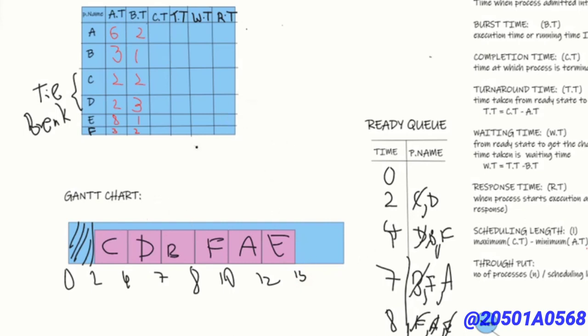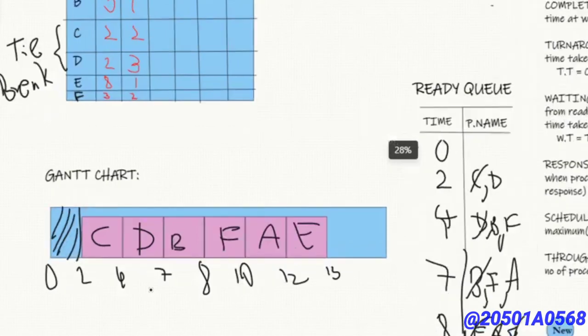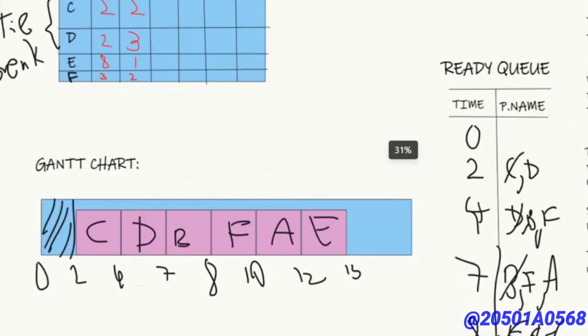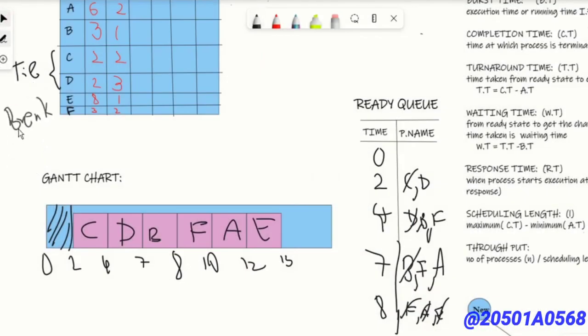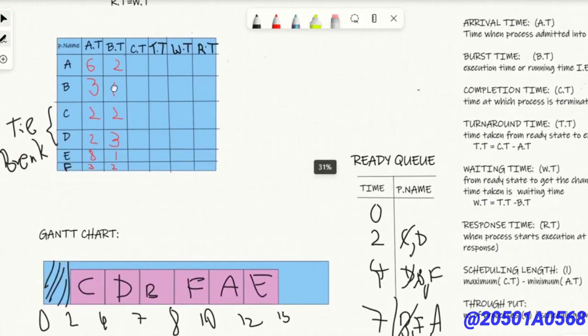And now you should calculate the average turnaround time and average waiting time. The completion times are as follows. First, the completion time of A is 12 milliseconds. Next, the completion time of B is 8 milliseconds. Next, the completion time of C is 4 milliseconds.